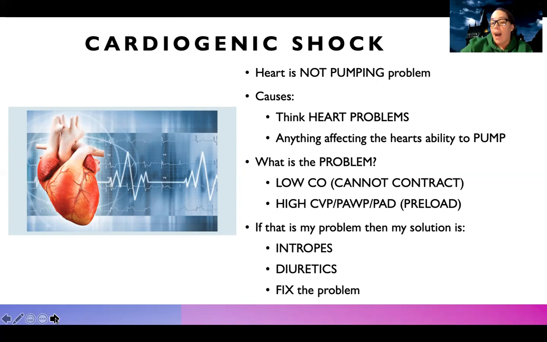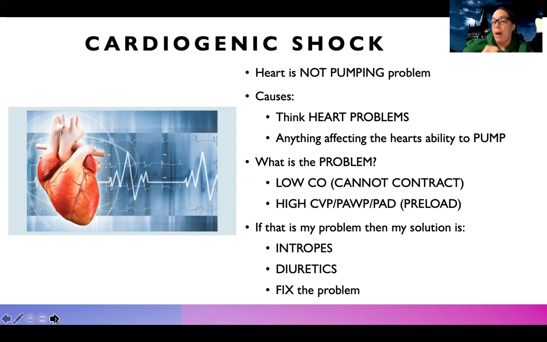And then they have high preload. So they can have high CVP, high PAWP, high PAD. All of these mean the same thing, that there is too much fluid on board. Those are the two things that make this one different. All of these have a low cardiac output, but it's really important to note that this one has low cardiac output because the heart's not squeezing.